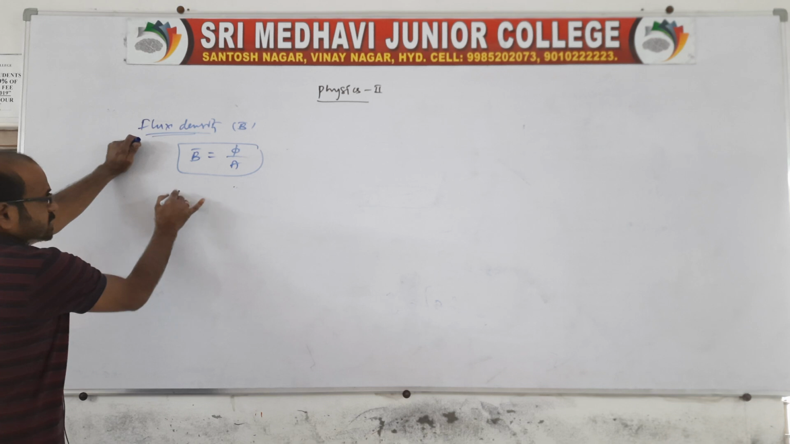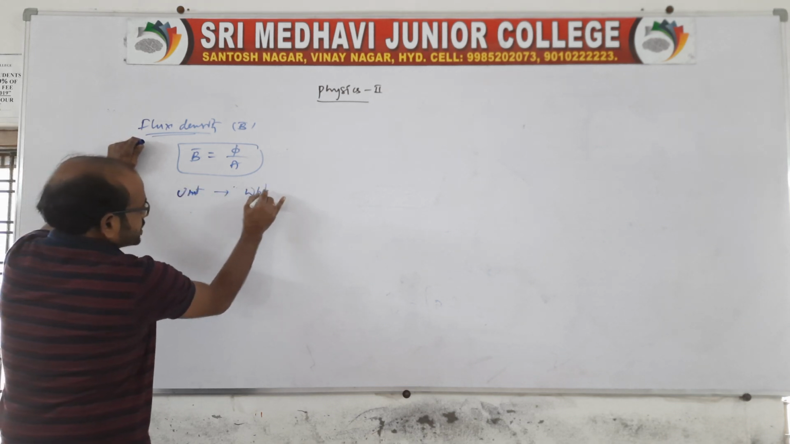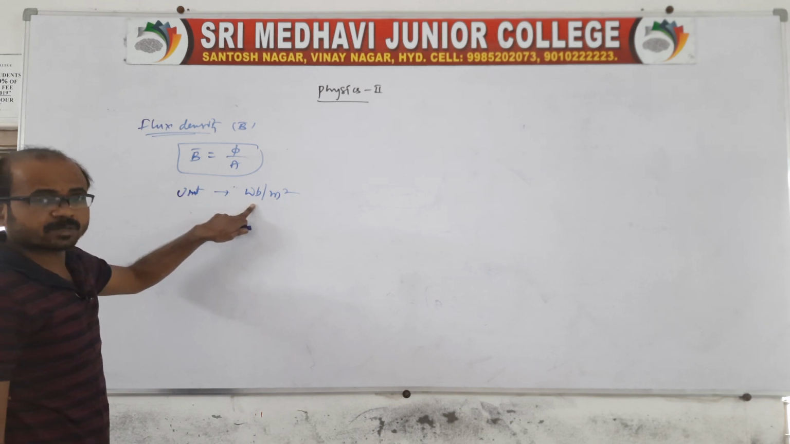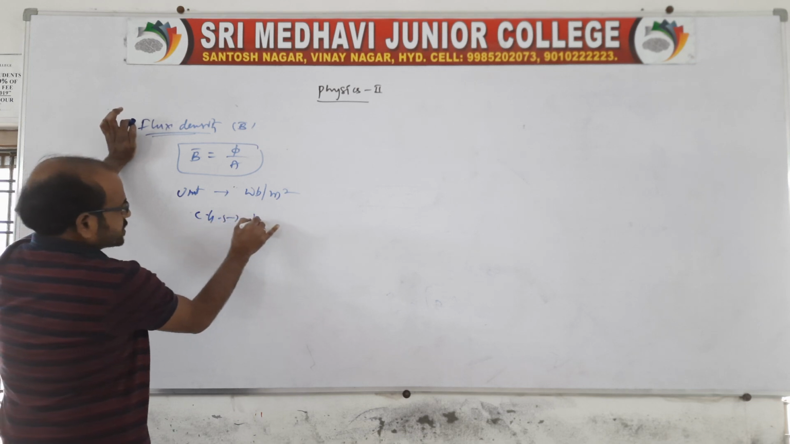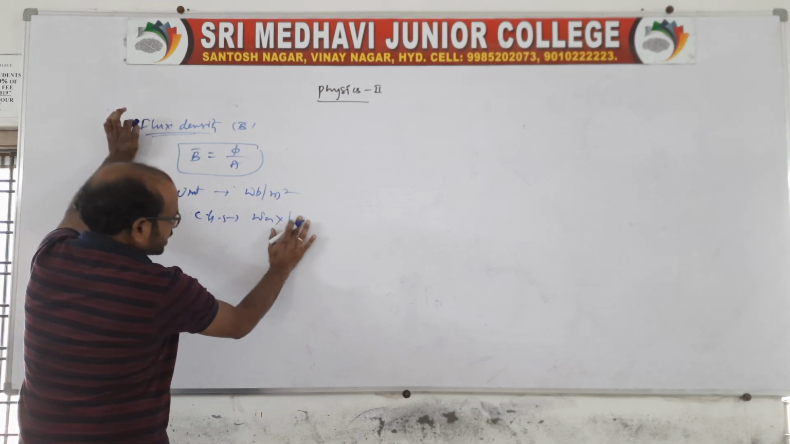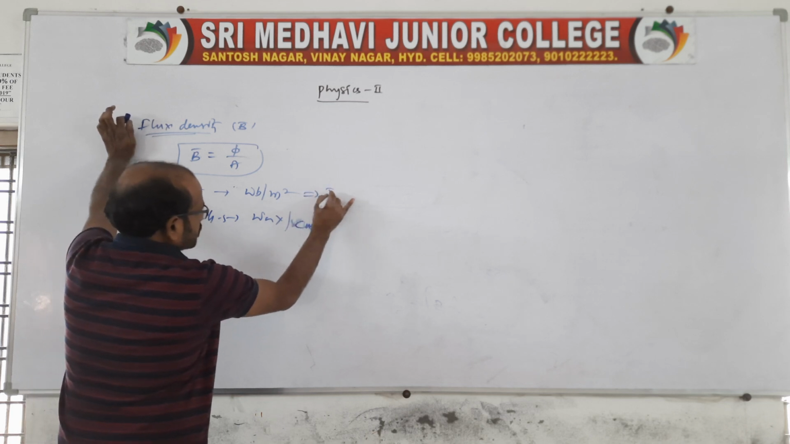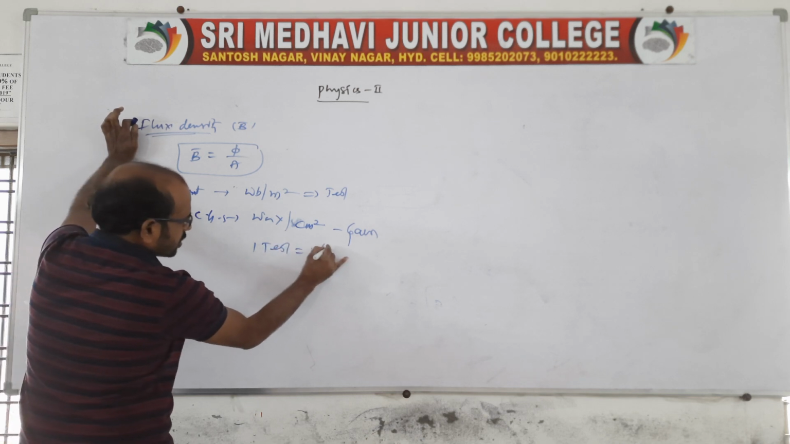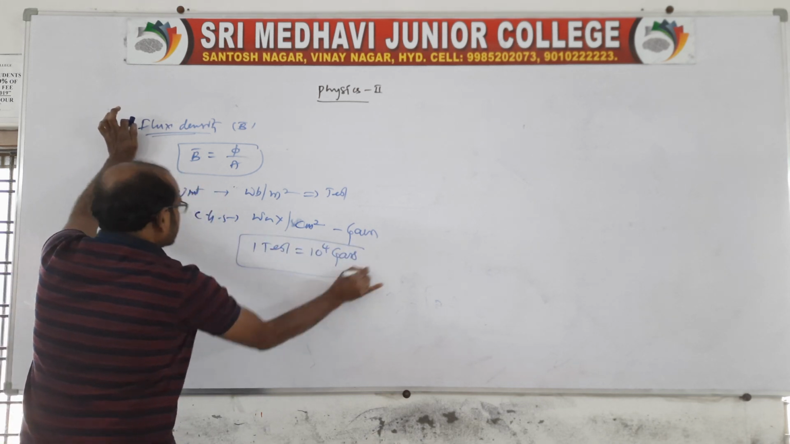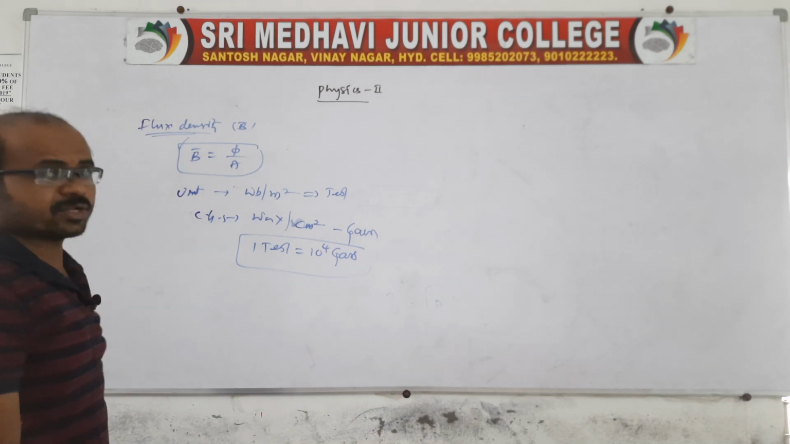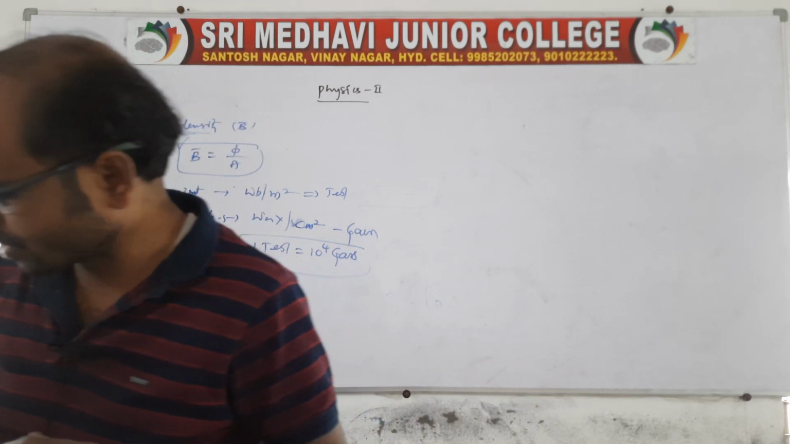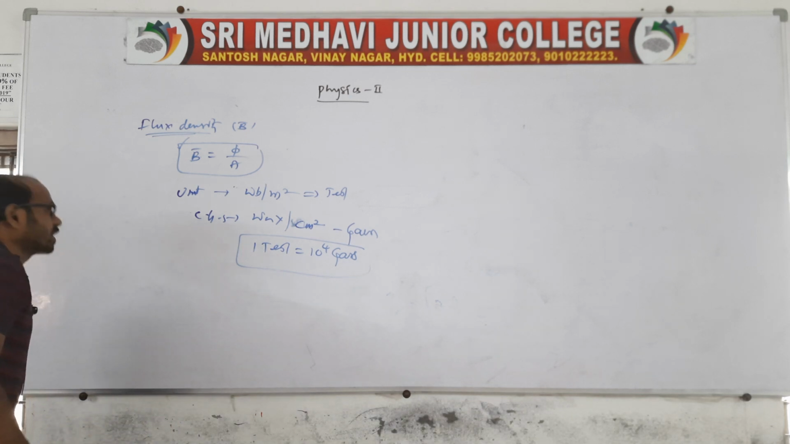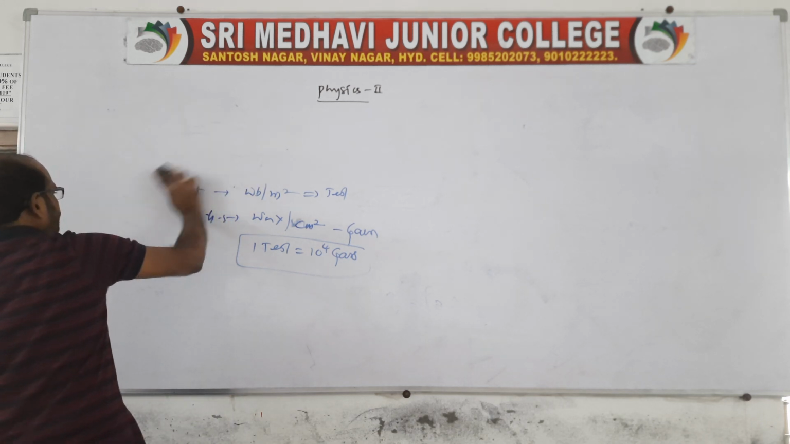So the unit we can say is Weber per meter square, which you remember from the previous class. Suppose in the CGS system, of course, Maxwell per centimeter square. Or we can also call it Tesla, and this we can also call Gauss. So 1 Tesla is equal to 10 power 4 Gauss. You remember this. So flux density is nothing but flux per unit area of a cross section. Now let us move to the next one.